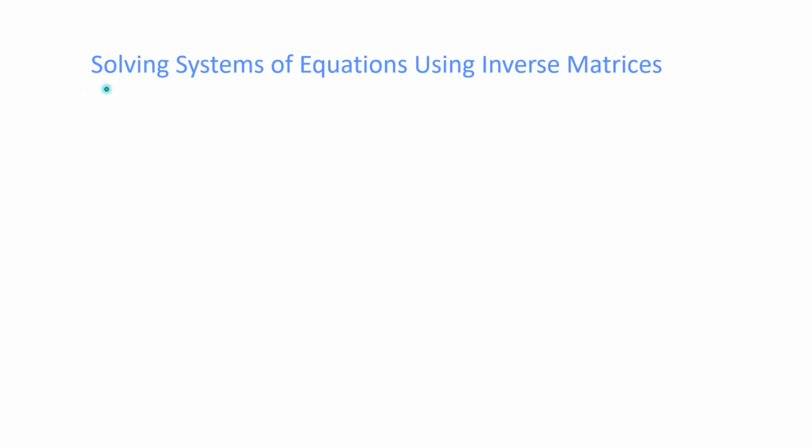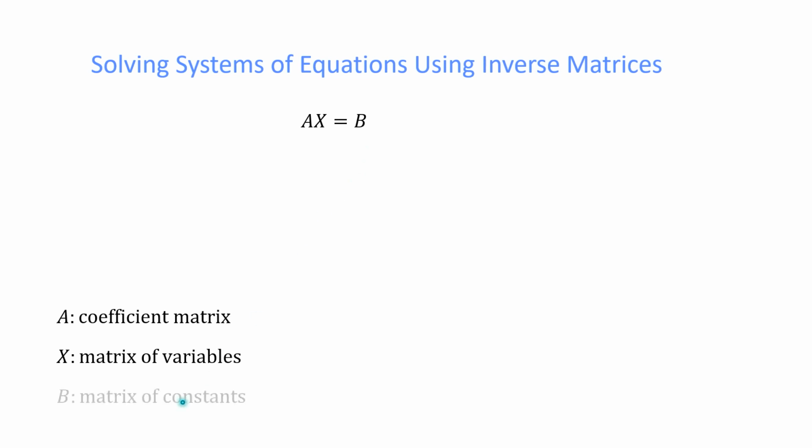Before we begin solving systems of equations using inverse matrices, let's look at the following. If we have a system of n linear equations and n variables, we can write it in matrix form. So we have the matrix A multiplied by the matrix X, and this is equal to the matrix B. Now A is known as the coefficient matrix, X is known as the matrix of variables, and B is known as the matrix of constants. So please be sure to make a note of these.